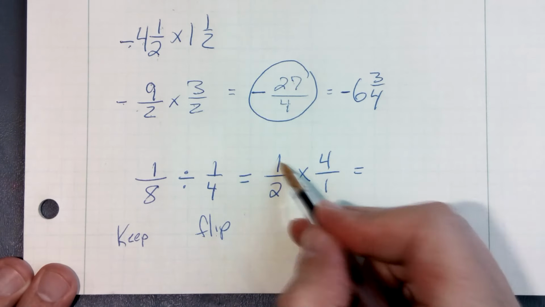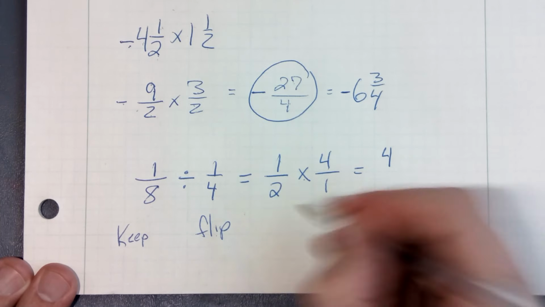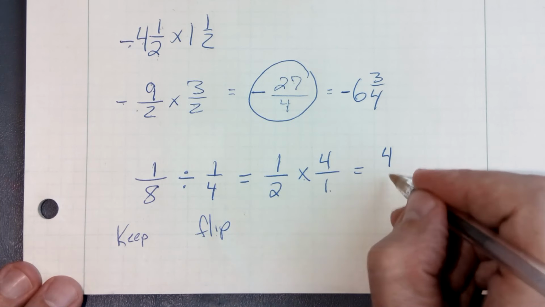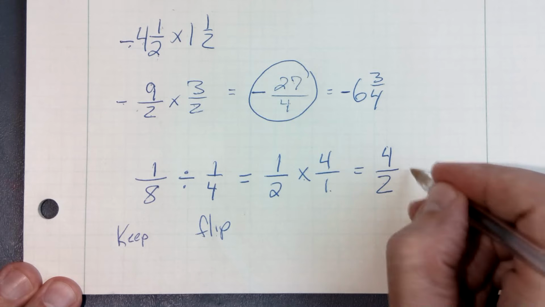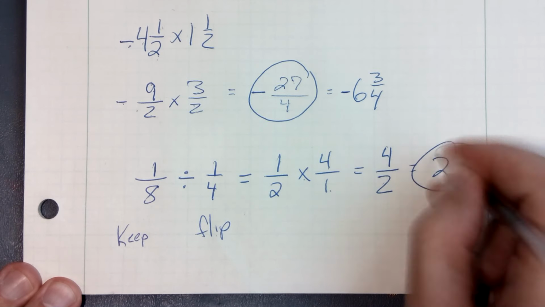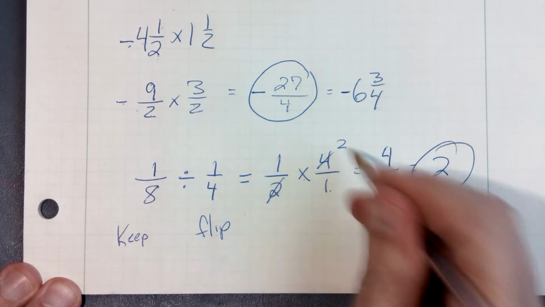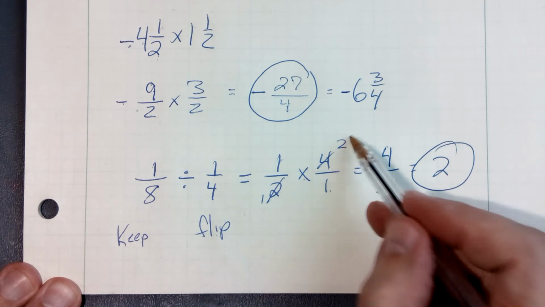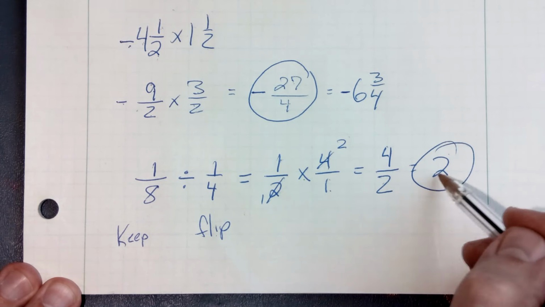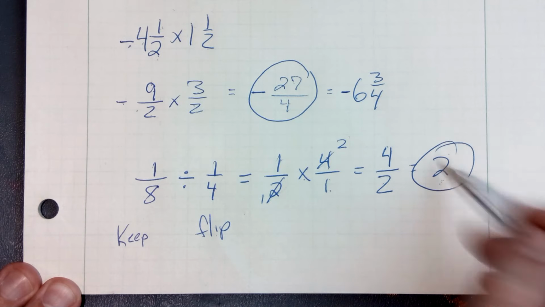1 times 4 is 4. 2 times 1 is 2. There's a common factor of 2. That actually just reduces to 2. I could have looked back here and said, oh, 2 goes into 4 twice. That leaves a 1. 1 times 2 is 2. 1 times 1 is 1. You don't need to write it as 2/1. You can just write it as 2.